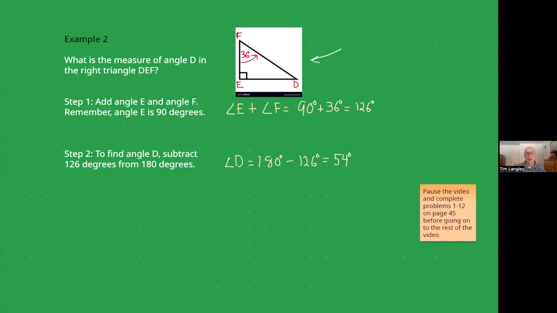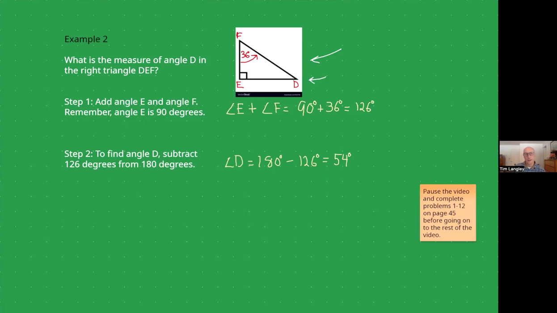Let's look at what we've got here. Before I even read my directions, you remember from before, this is a right angle here on the screen, and a right angle is 90 degrees. Even though it doesn't spell it out as 90, I know that angle E there at the bottom left is 90 degrees. So here's my step. Step 1 is to add angle E and angle F together.